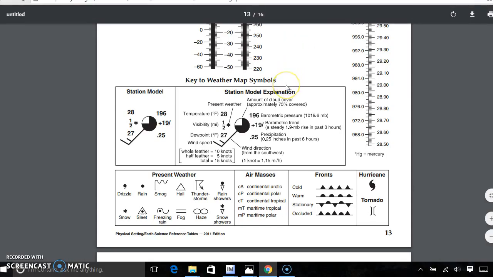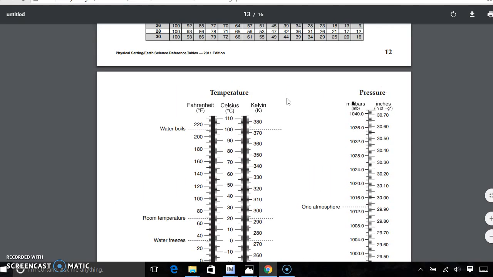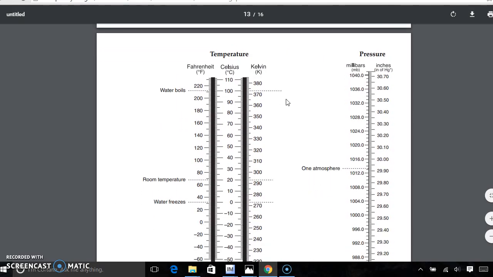Okay, everybody, in this video, what I wanted to do, a real short video, I think, it will be short anyway, is to take a look at the reference table. So I'd like you to get out your Earth Science reference table. Let's open it up to page 13, and we've looked at page 13 before a little bit.